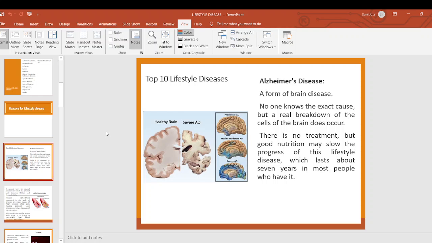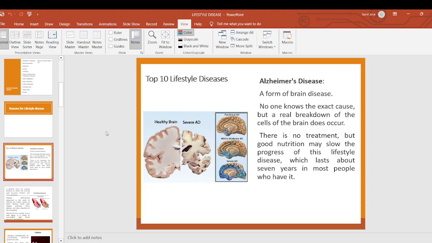Normally, Alzheimer's disease is diagnosed by brain imaging, like brain scanning, and during brain scanning, doctors will be checking for the presence of these protein bodies in the cells. If it is present, that is an indication that the person has Alzheimer's disease. So this is one kind of lifestyle disease.